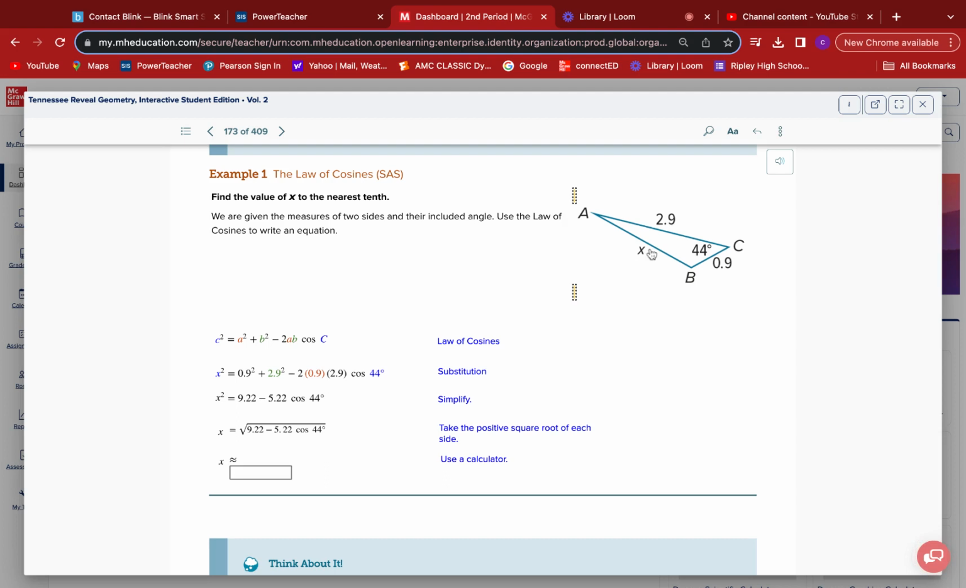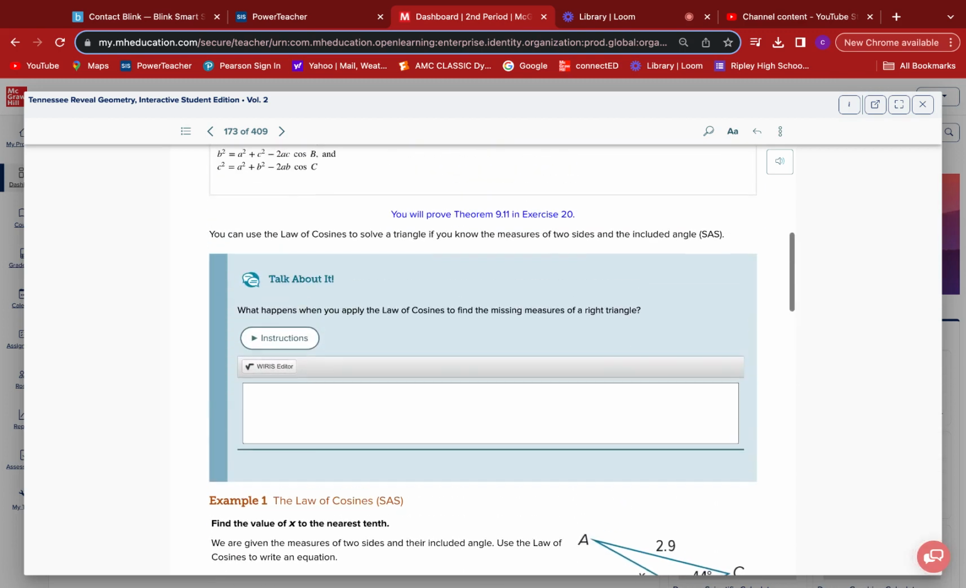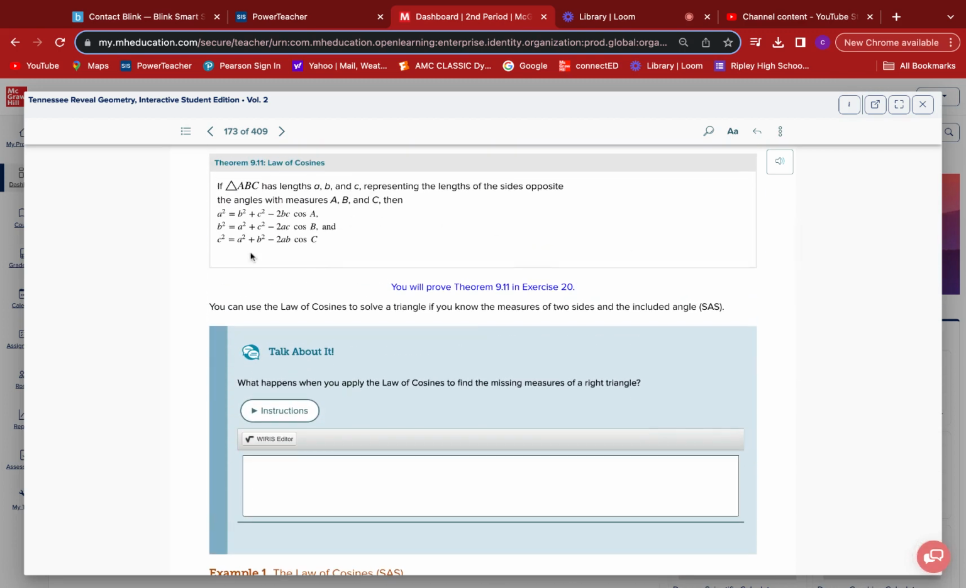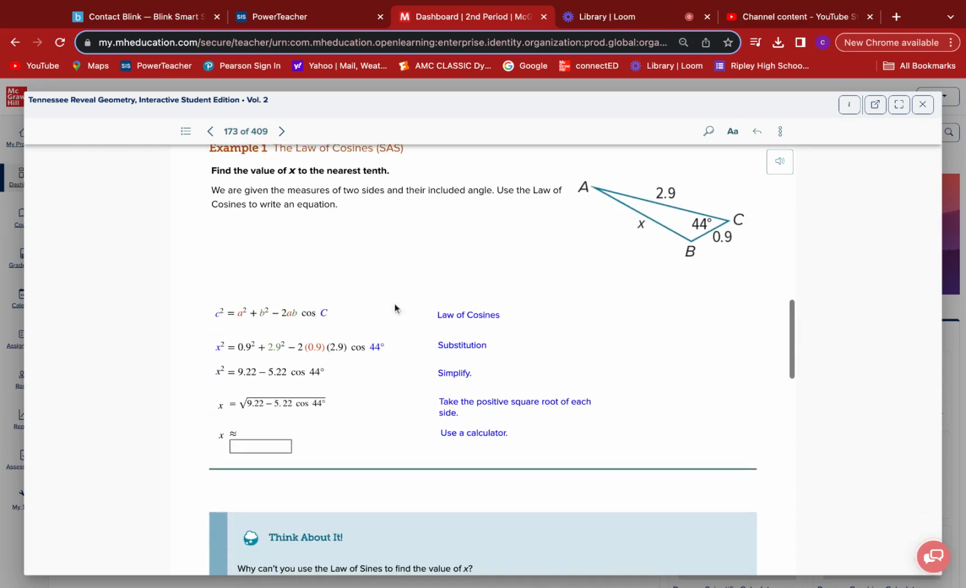And I am looking for side C. It says to find X. Well, angle C, which is 44, opens up to this side. In between A and B is little c, so I'm looking for angle C, which means side C, which means I'm looking for this right formula right there. So it's going to be c squared equals a squared plus b squared minus 2ab cosine C, because I am looking for side C. That's the side across from angle C.